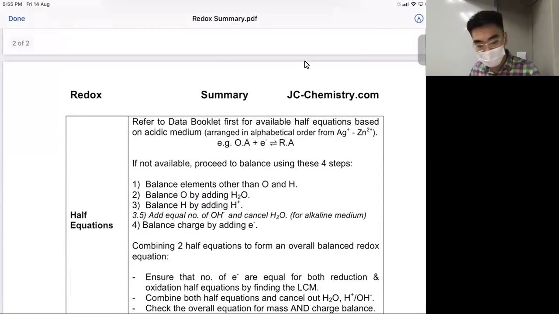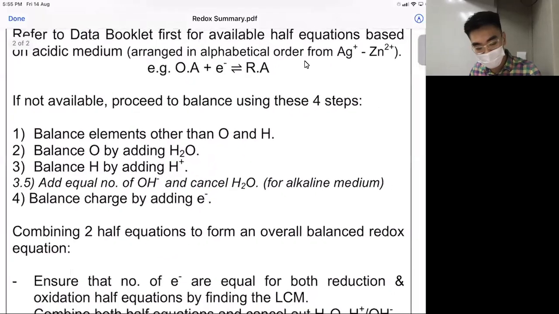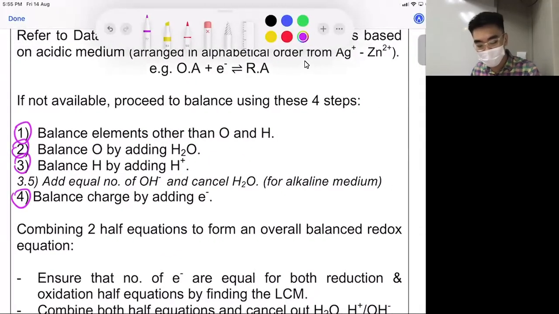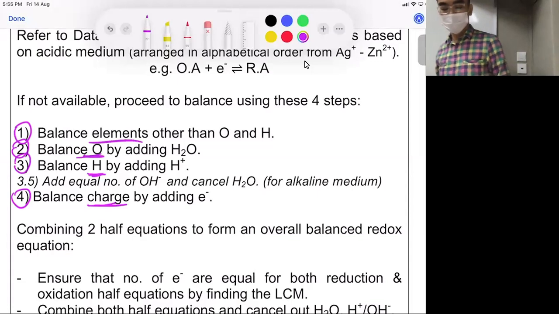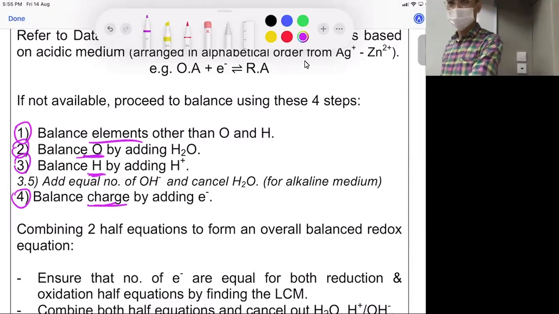Okay, so this is just a reminder. Maybe I just flash this out, the 4 steps here. By right, you don't need this now. I will expect you to know this already. Okay, can you try? I will only check your final equation. If it's wrong, then I will just check back your half equations.